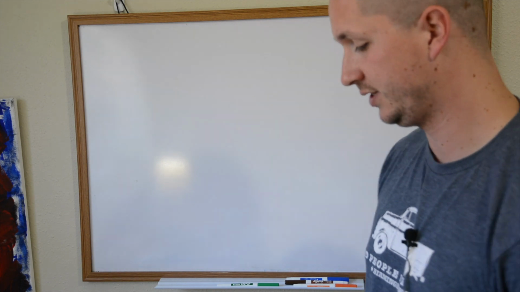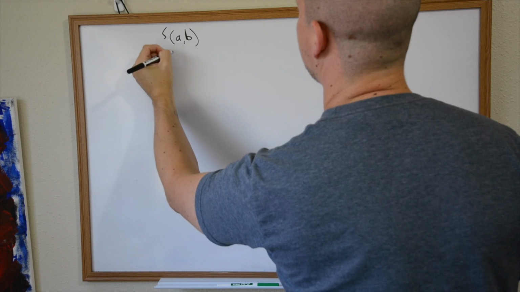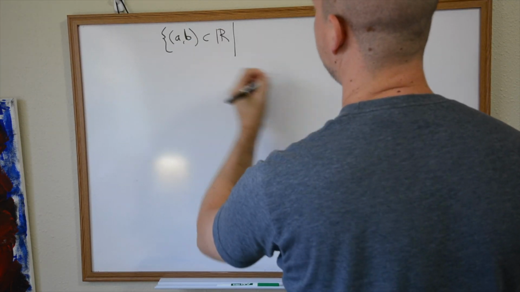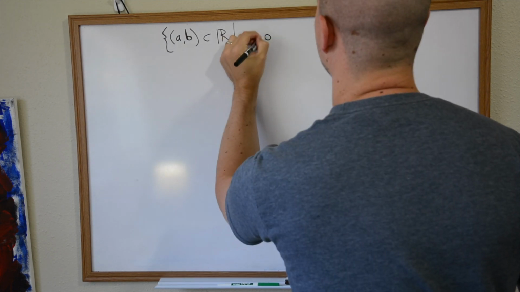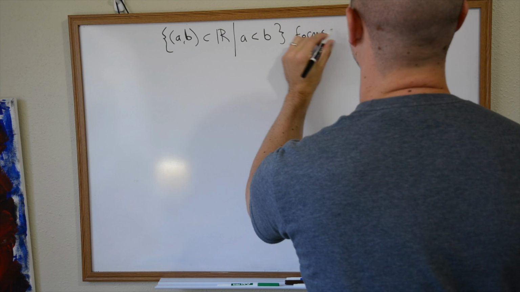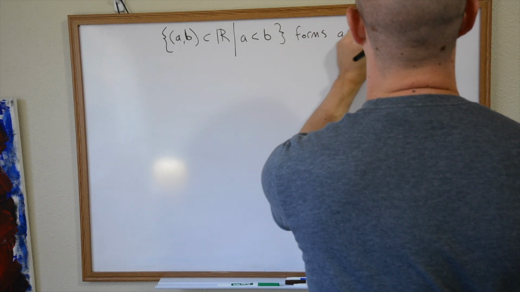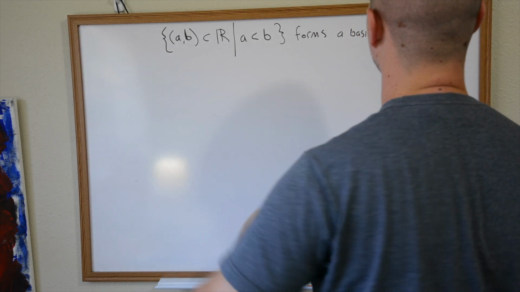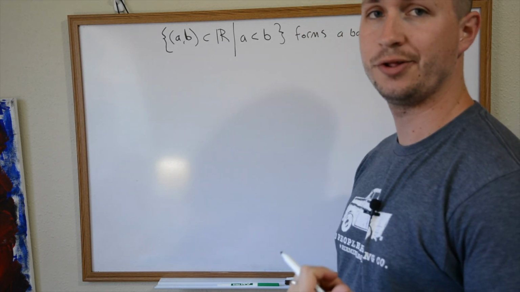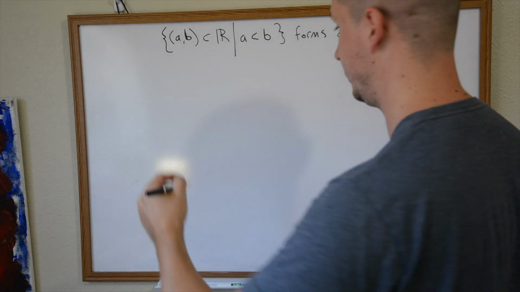So in this example, we're talking about the set of intervals from A to B in R, so just on the number line, such that A is less than B. We want to know if it actually forms a basis on the number line consisting of real numbers. So the first thing we have to do is check whether or not it covers the entire space, so all of R in this case.